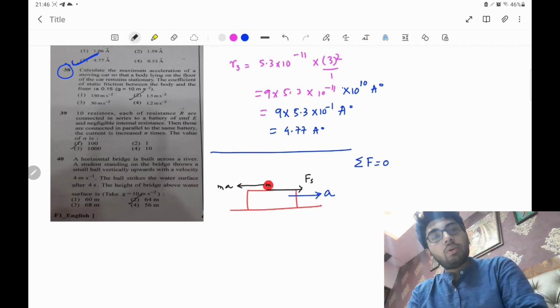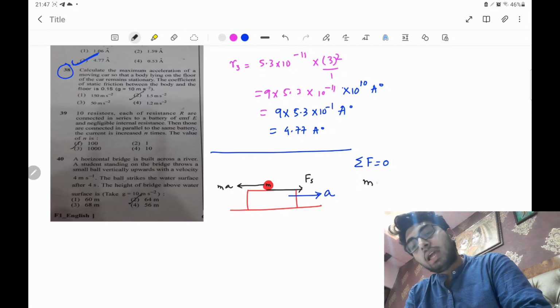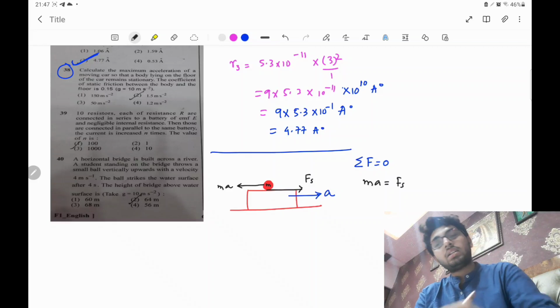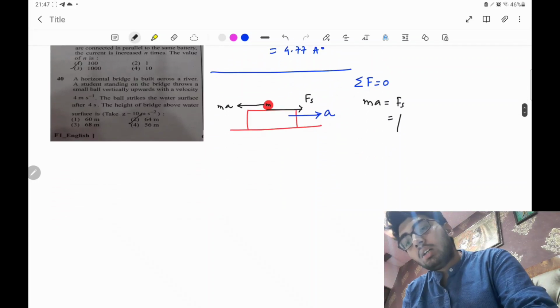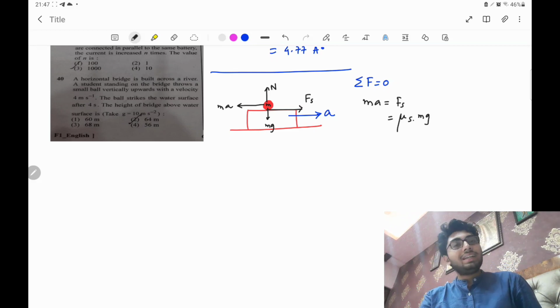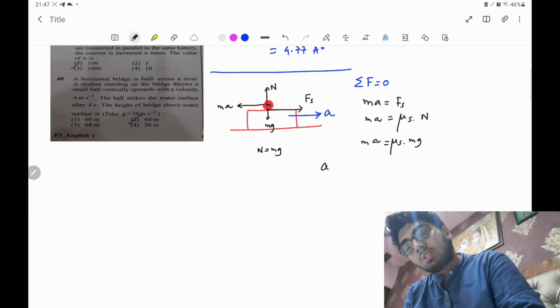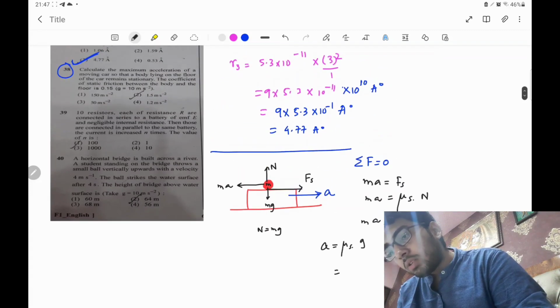So if the total force has to be 0 on this body so that it remains stationary, ma has to be equal to the static friction, and static friction is equal to μs × N. Obviously the body has a weight mg, and it exerts a normal reaction N, so N equals mg. So μs N becomes μs mg, equal to ma. So the maximum possible acceleration has to be μs × g. The value of μs was given as 0.15.